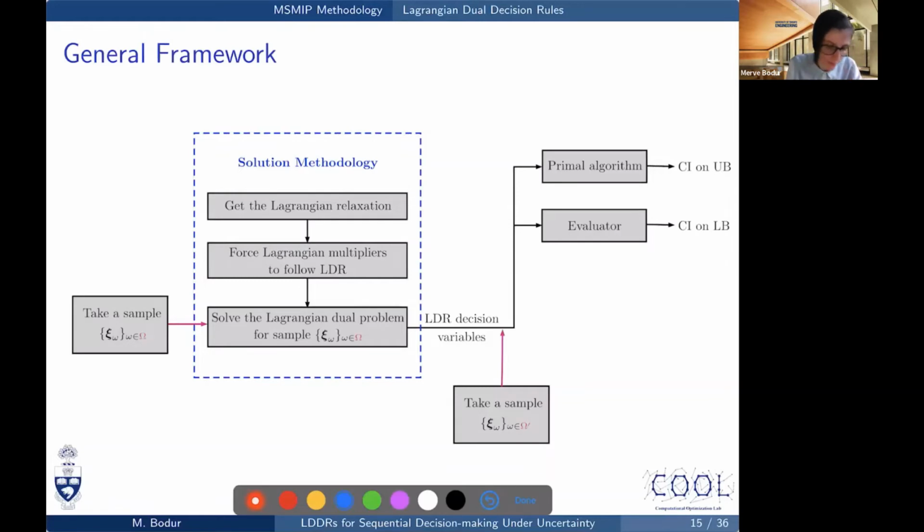So our very first step, given a multi-stage stochastic mixed integer program, is to choose one of the two Lagrangian relaxations, deciding on whichever Lagrangian relaxation we would like to do. And then accordingly, for their Lagrangian dual multipliers, we will restrict them to follow a linear decision rule. And this application of LDRs will basically collapse the multi-stage problem into two-stage stochastic programs. And if you look at the literature, there exist a lot of nice, efficient decomposition-based solution methodologies for solving two-stage stochastic programs.